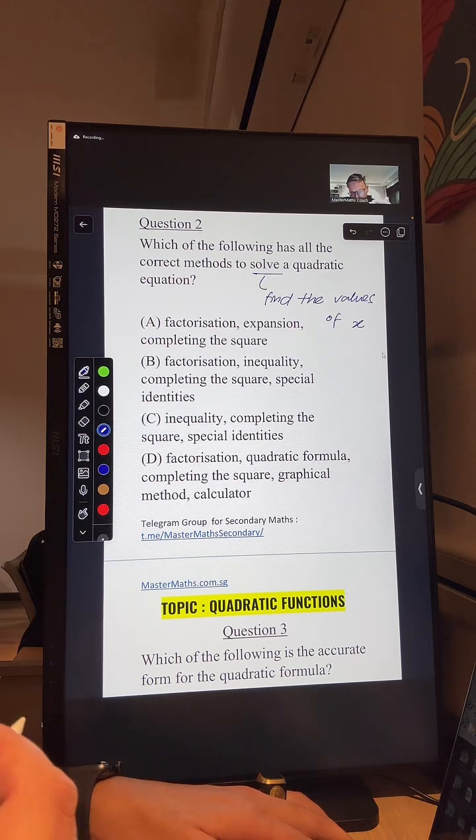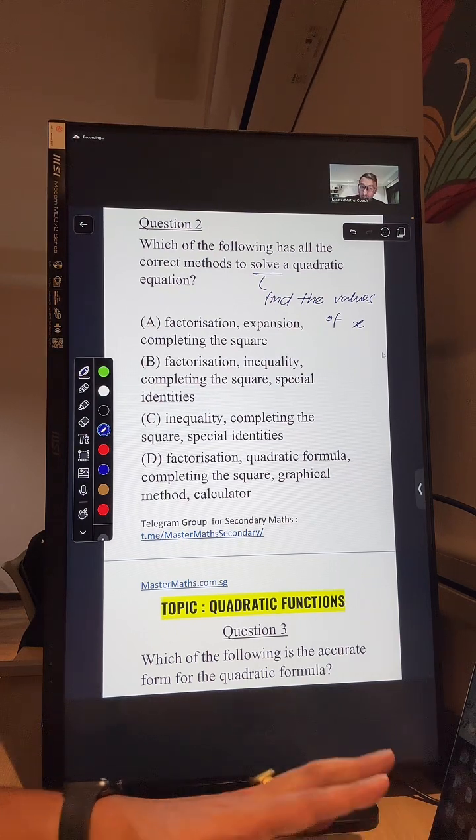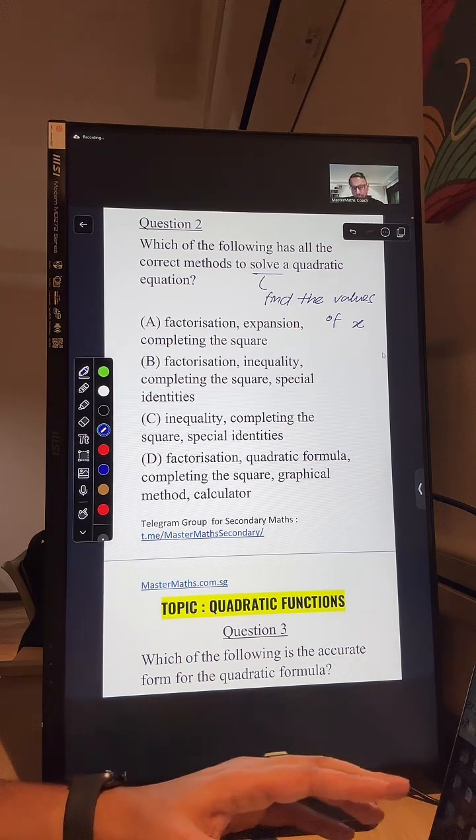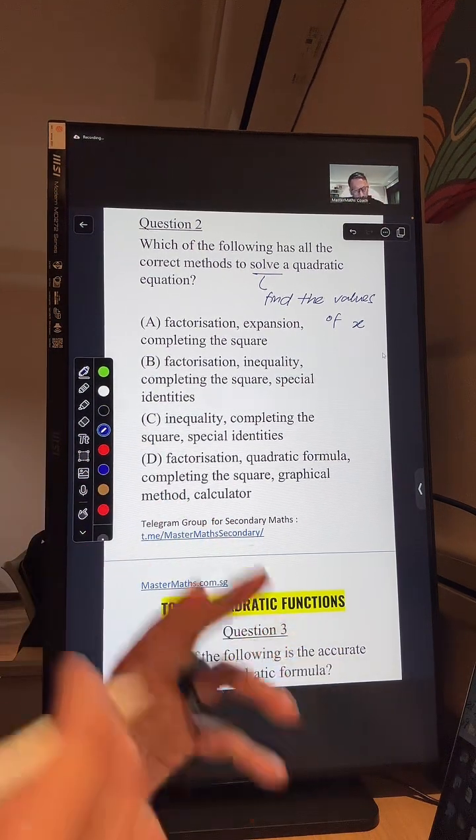Let's look at B. B says inequality. Wah, inequality, no. For quadratic equations, you can have quadratic inequalities, yes. But that's a slightly different topic, not what we're talking about today.